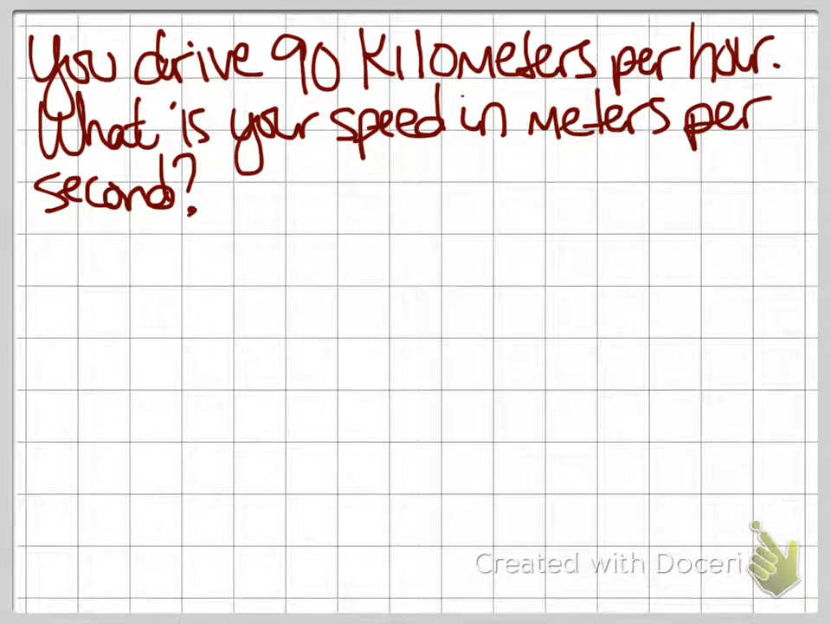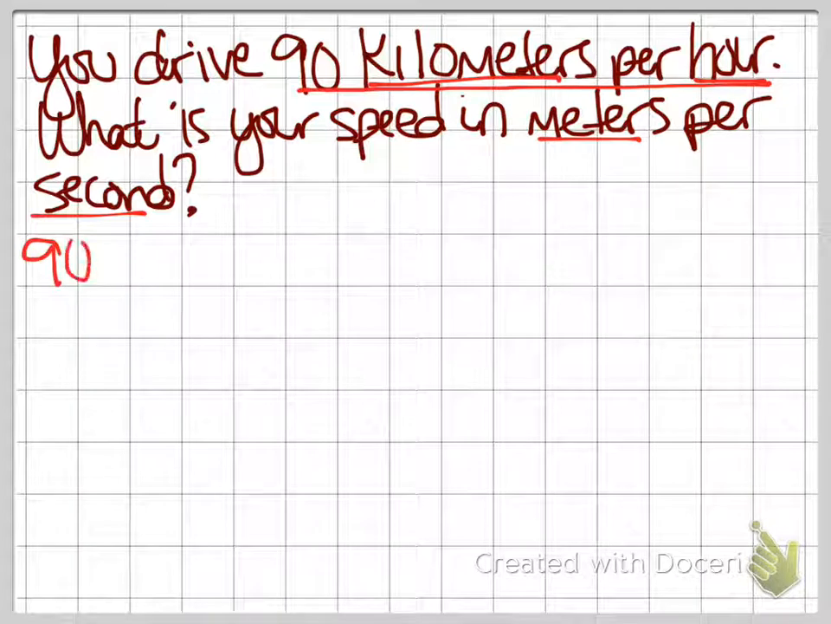You drive 90 kilometers per hour. What is your speed in meters per second? So basically we need to be changing our kilometers into meters and our hours into seconds. So let's start off with the information we're given. We can travel 90 kilometers per 1 hour.